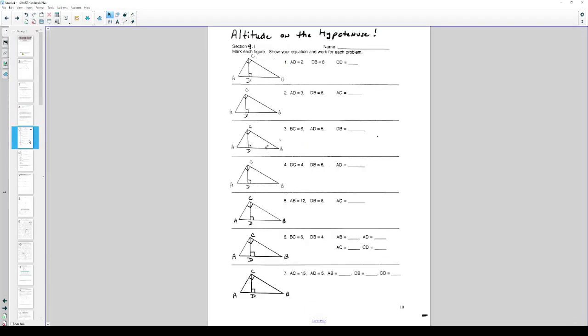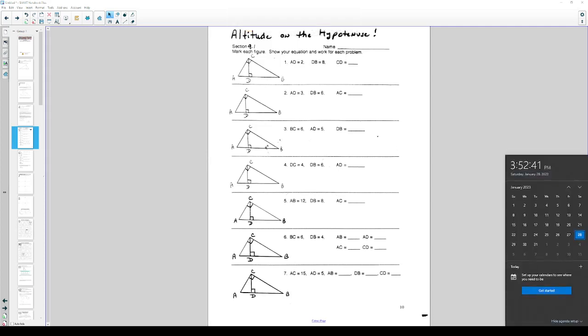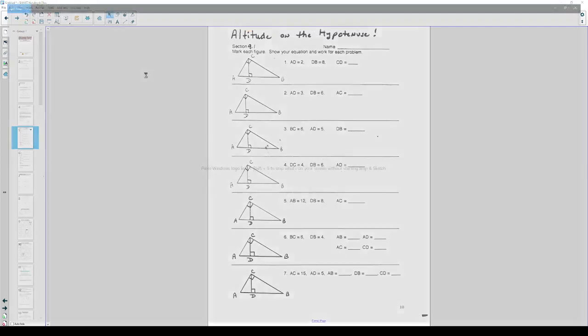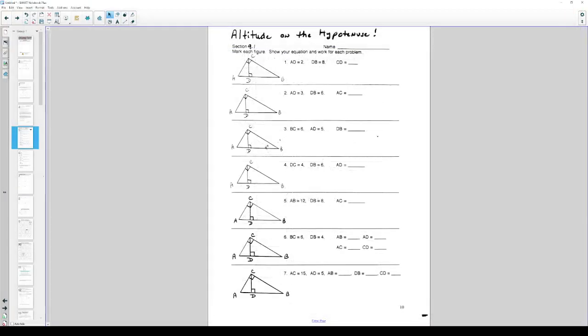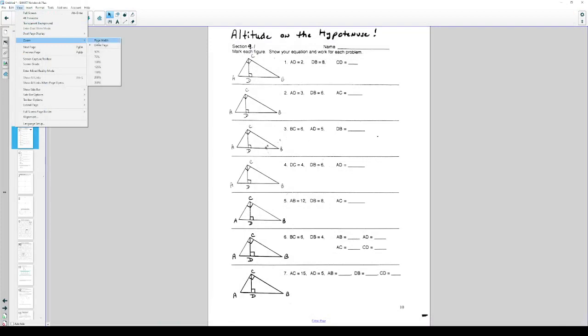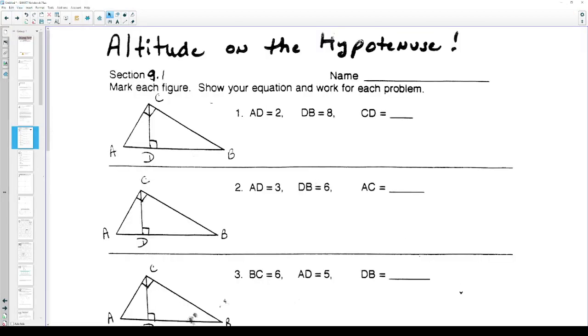All right, so then we have some practice on this. I'll look at 1 or 2 of them with you, and then hopefully you'll be good to do the rest. So first one, let me make my picture. Okay, first one, and I'm actually going to make it bigger. So view, page width, there we go.